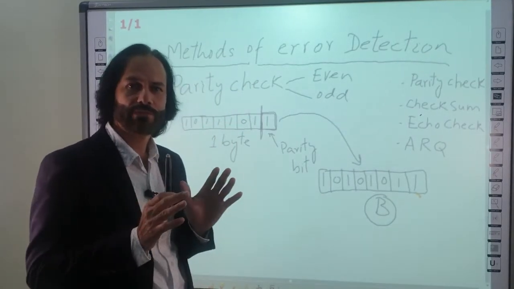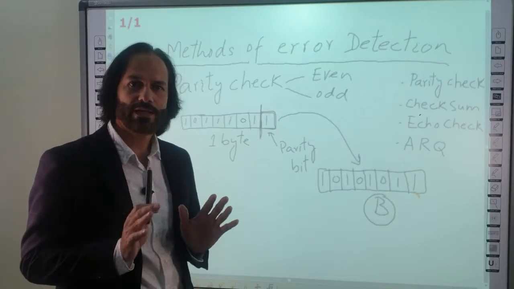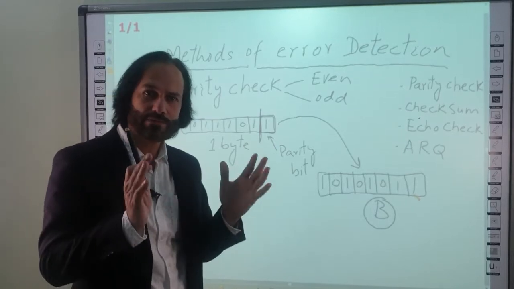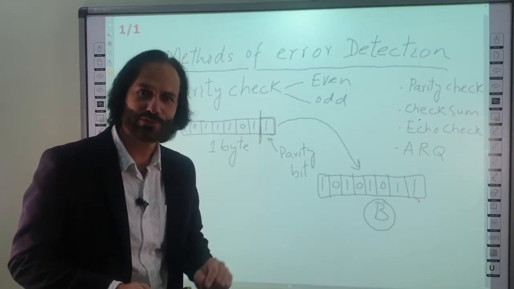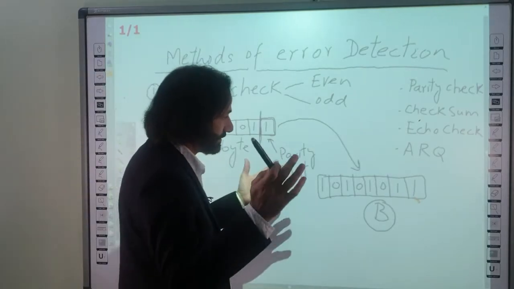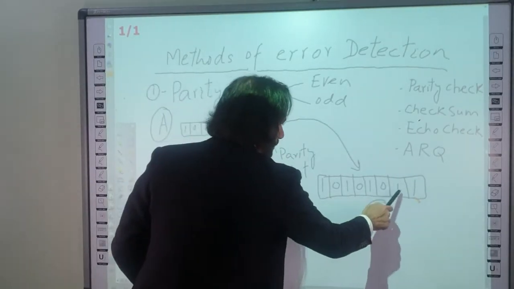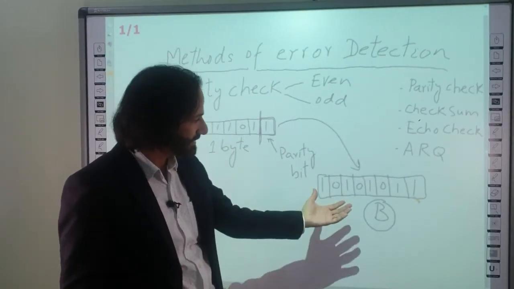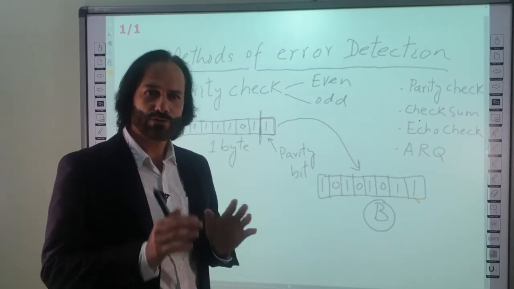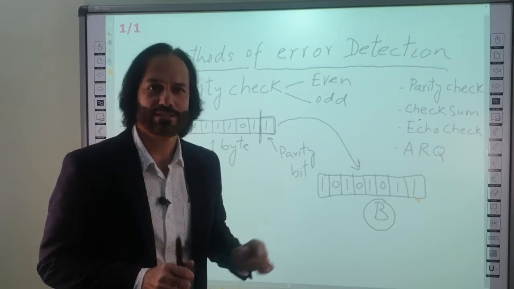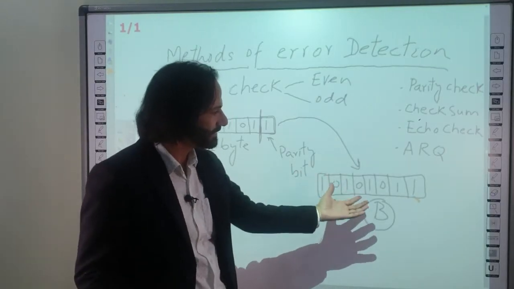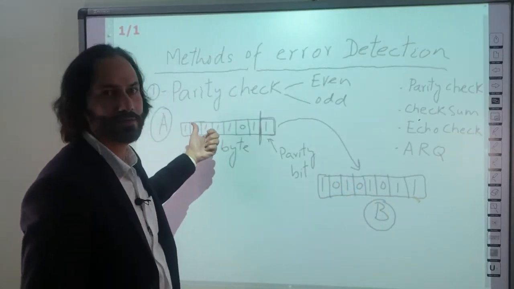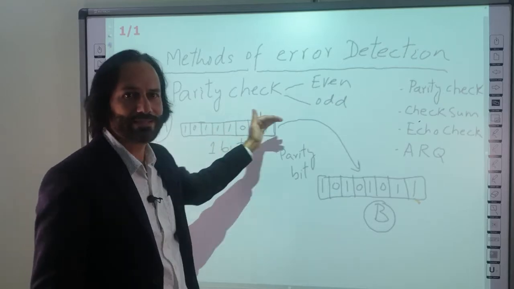Now the receiving computer, because both sender and receiver already agreed on the type of parity being used, since they were using even parity, the receiver was also expecting that the number of ones should be even. So the receiver will again count 1, 2, 3, 4, 5. Now the receiver will come to know we were using even parity, but I am receiving odd number of ones. So there is something wrong with the data transmission. Now the receiver, the computer B, will send a message back asking computer A to resend this byte.